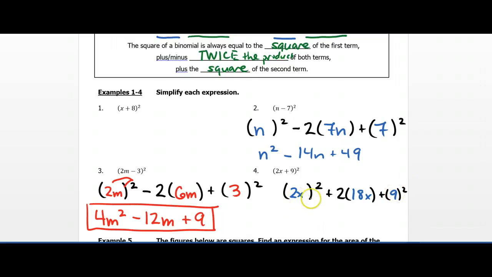So 2x, that product squared, is going to give me 4x squared. 2 times 18 is 36, so this middle term will become plus 36x, and then 9 squared is 81, so plus 81.